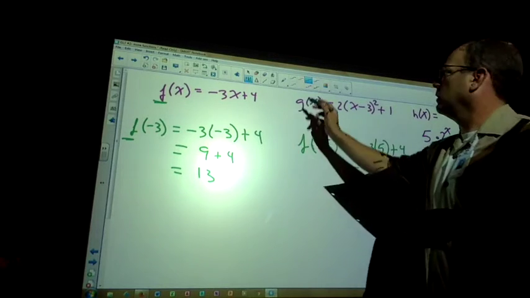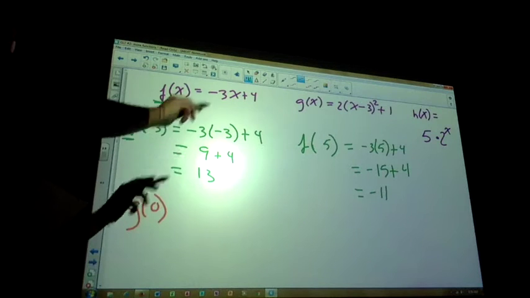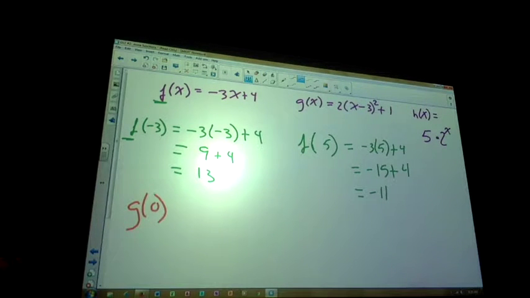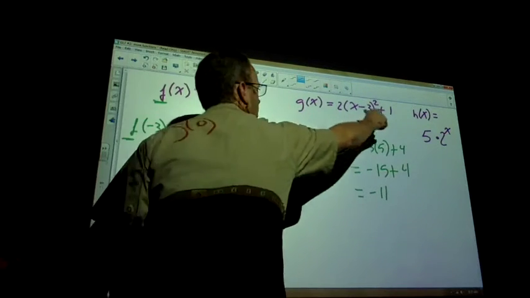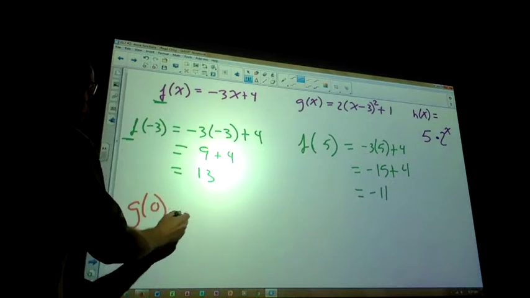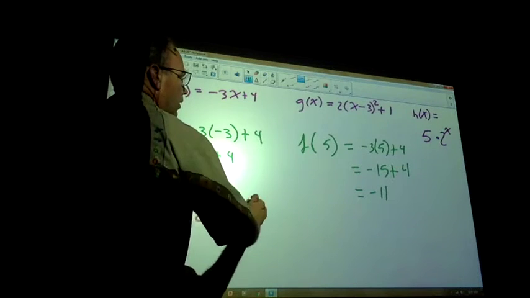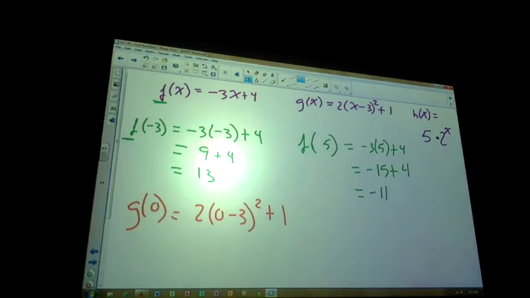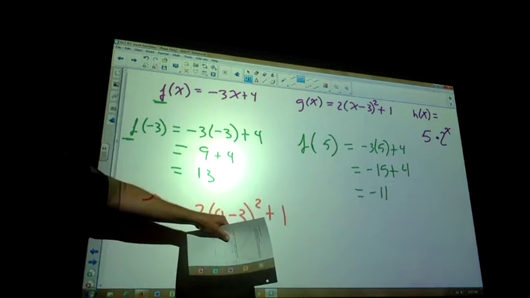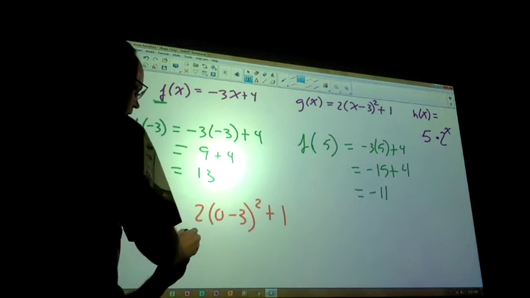Number 19. Which of those equations am I using? First, second, or third? Second. Why? It's a g. G goes with this one. So what am I going to plug in? Rather than plugging x in, I'm plugging 0 in. There was an x here. It's now a 0. Do the arithmetic.